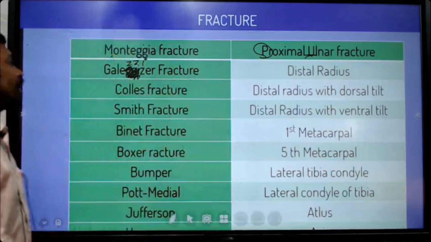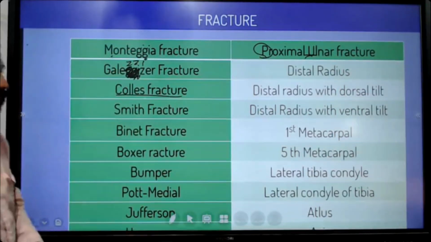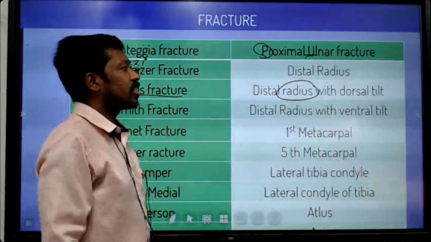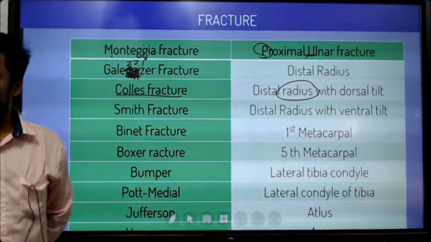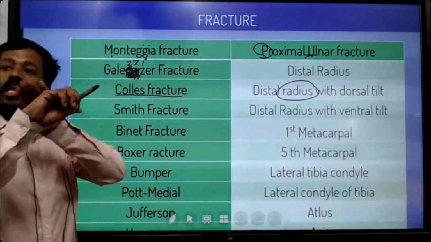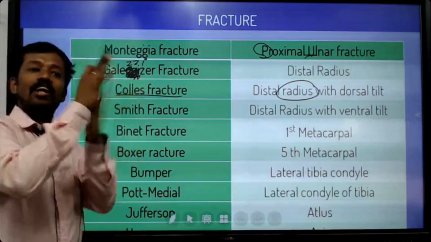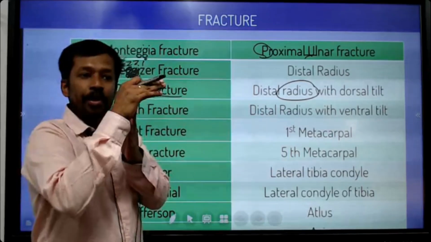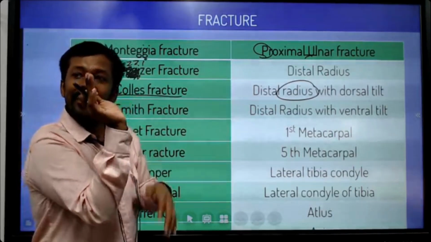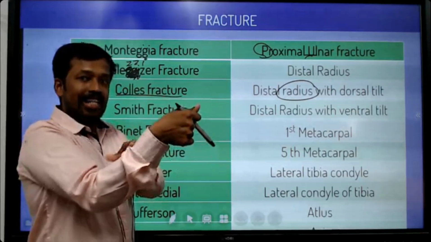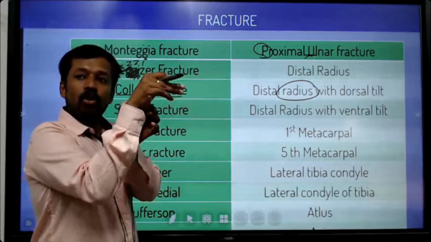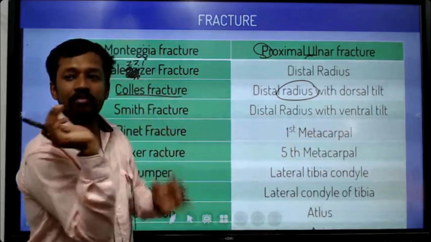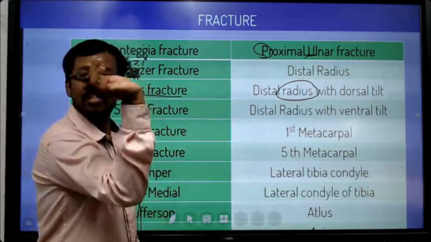Okay, Montagia and Galecia. Next one is Colles fracture. What is Colles fracture? Distal radial fracture with dorsal tilt. What is dorsal? This is dorsum. This is ventrum. Dorsal tilt అంటే ఏంటి? డిస్టల్ రేడియల్ ఫ్రాక్చర్ అయింది, అప్పుడు ఏం కూడా అయింది? డోర్సల్ టిల్ట్. డోర్సల్ అంటే పైన, పైన టిల్ట్ అయింది. గాట్ ఇట్? లైక్ దిస్ బర్డ్.